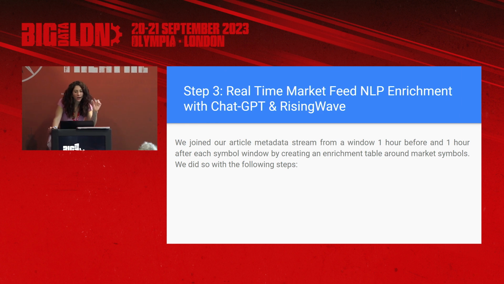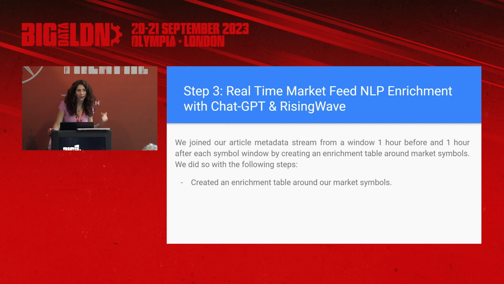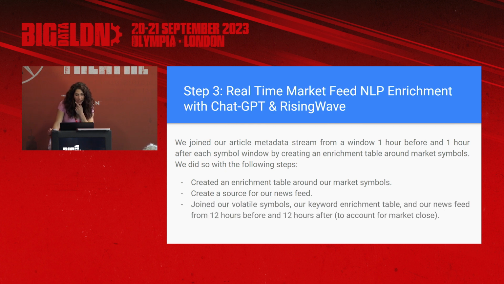So we joined the article metadata stream from a window 1 hour before and 1 hour after each symbol window by creating an enrichment table around the market symbols. And we did so with the following steps. So one, we created an enrichment table around our market symbols, created a source for our newsfeed, and joined our volatile symbols, our keyword enrichment table, and our newsfeed from 12 hours before and 12 hours after to account for market close.